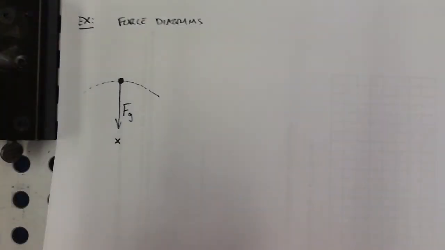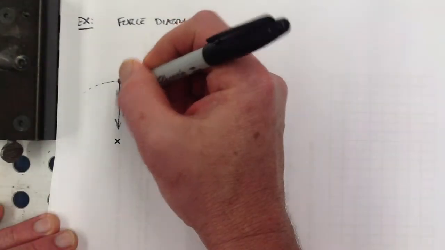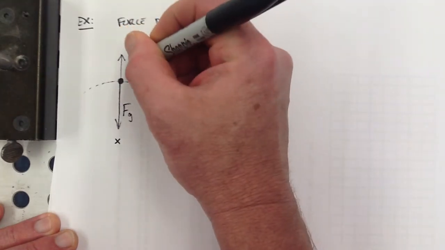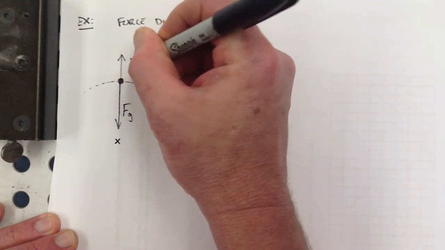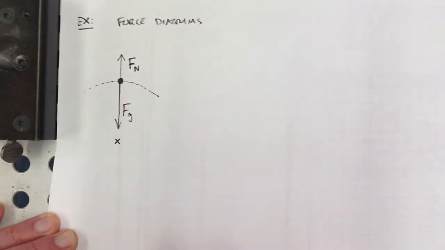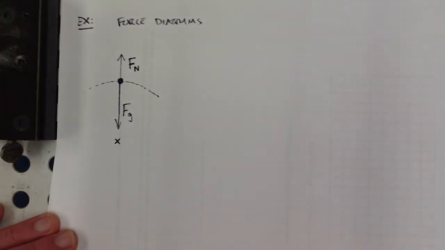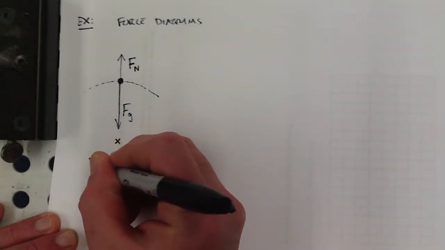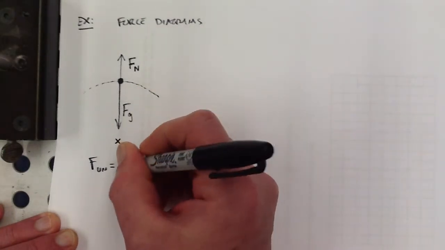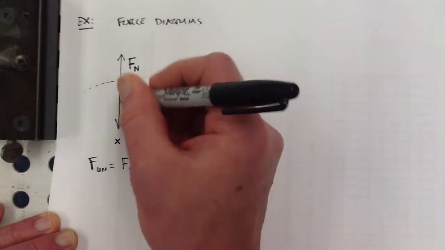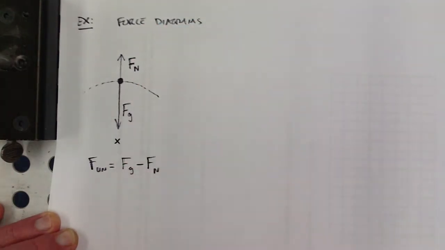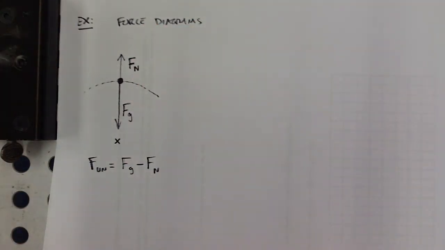That means that wherever the center of that circle is, that is the winning direction. So that means that gravity must be winning versus the normal force, right? And then if we wanted to write the unbalanced force equation, we would say unbalanced force is equal to the force of gravity, winner, minus the normal force, which is the loser. Toward the center of the circle is always going to be the winning direction.